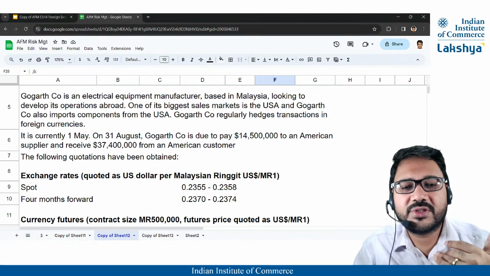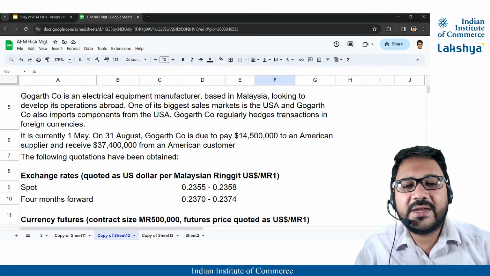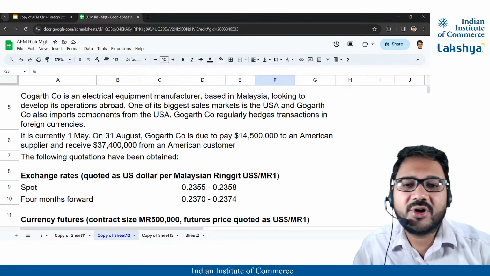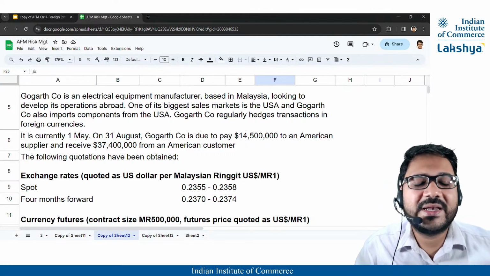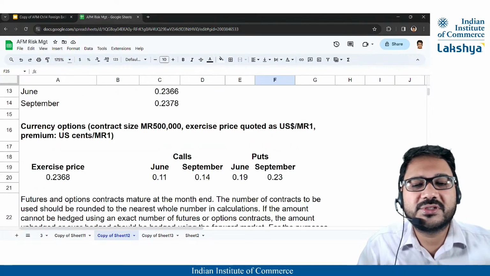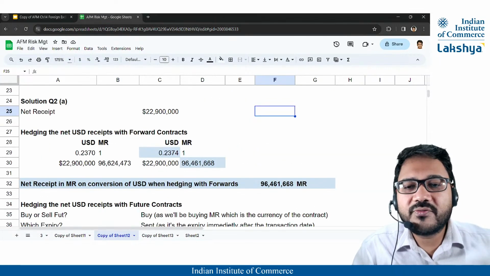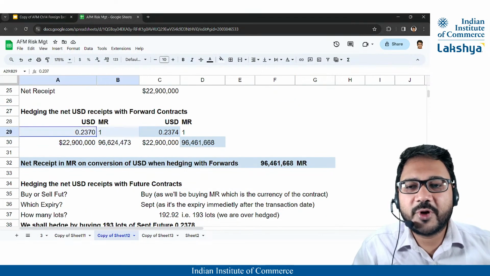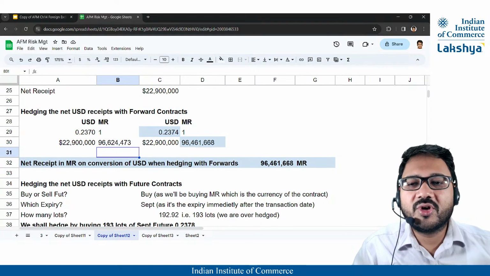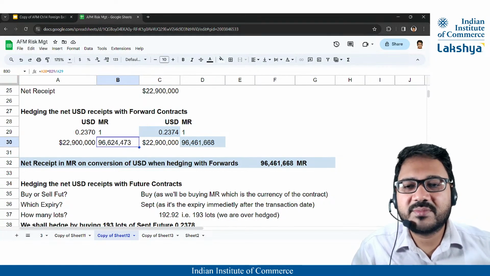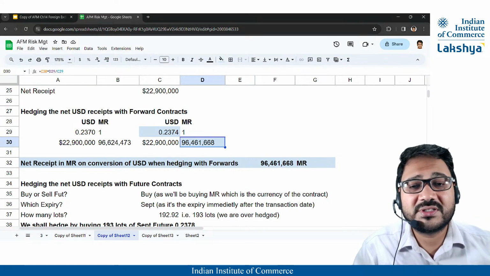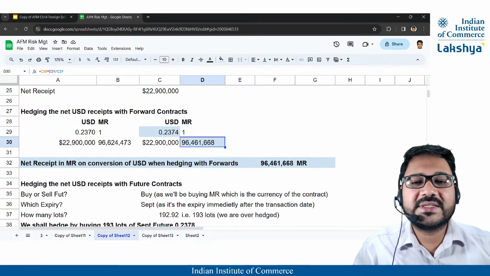You will have dollars with you. You will sell those dollars and get MR in return. So for every 1 MR, they are going to take as many dollars from you as possible. They will never take less dollars from you. So they are going to take 0.2374. The foolproof way of getting it is to just convert. One rate is 0.2370, in which case your MR will be 96.6 million. And if you convert using 0.2374, your MR will be 96.4. So since 96.4 is less, we shall select that rate.